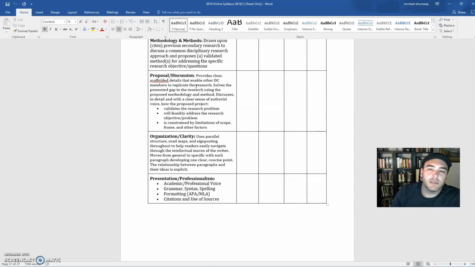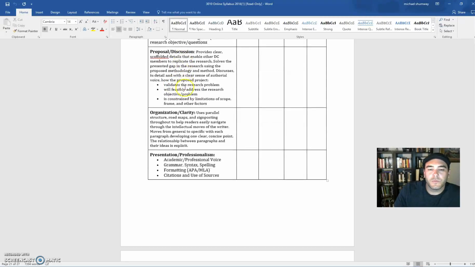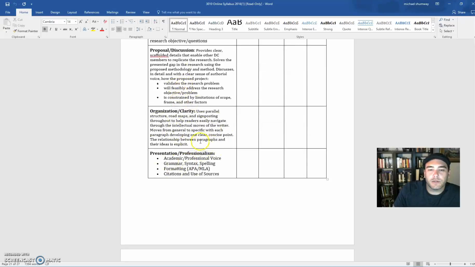And then do you discuss in detail how this solution would solve the problem, any problems that would come up trying to propose your solution, and what some limitations are, and then obviously organization and all that stuff.